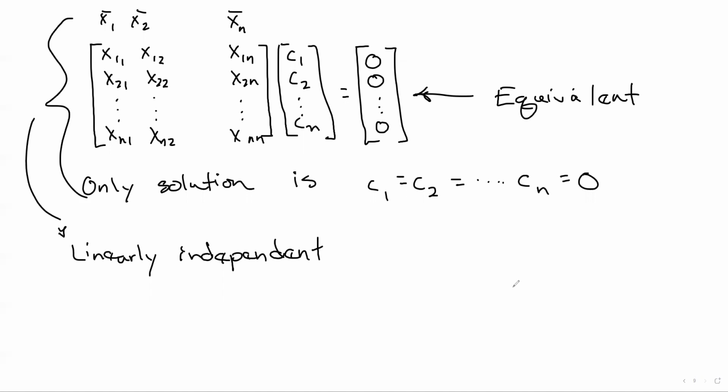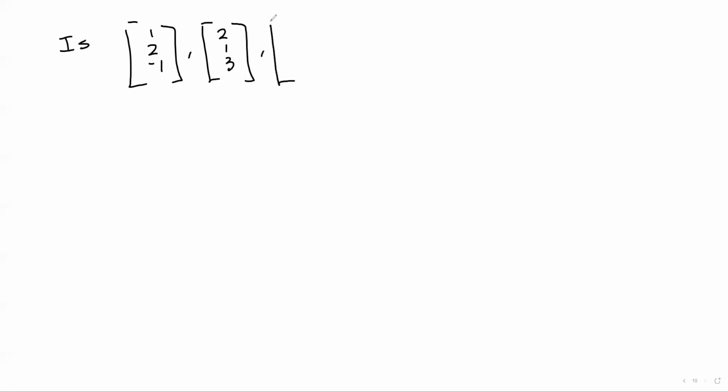So let's go through and see this test in action, so you can see what the actual steps look like. You're asked: are the vectors (1, 2, -1), (2, 1, 3), and (-4, 1, -11) linearly independent? That's the question.